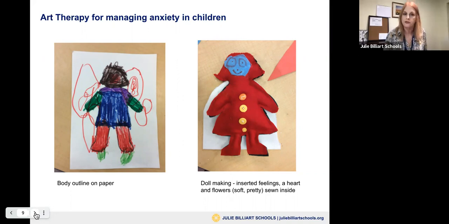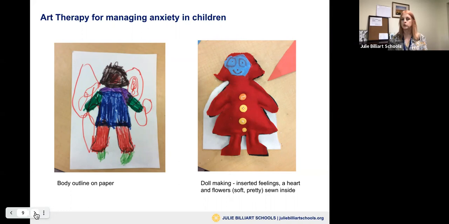And this is just done with felt, and if they're younger and can't sew, of course you can help with that part. But what we would do is put things inside the doll before we sewed it up. And they choose what they would like. And that's more symbolic.